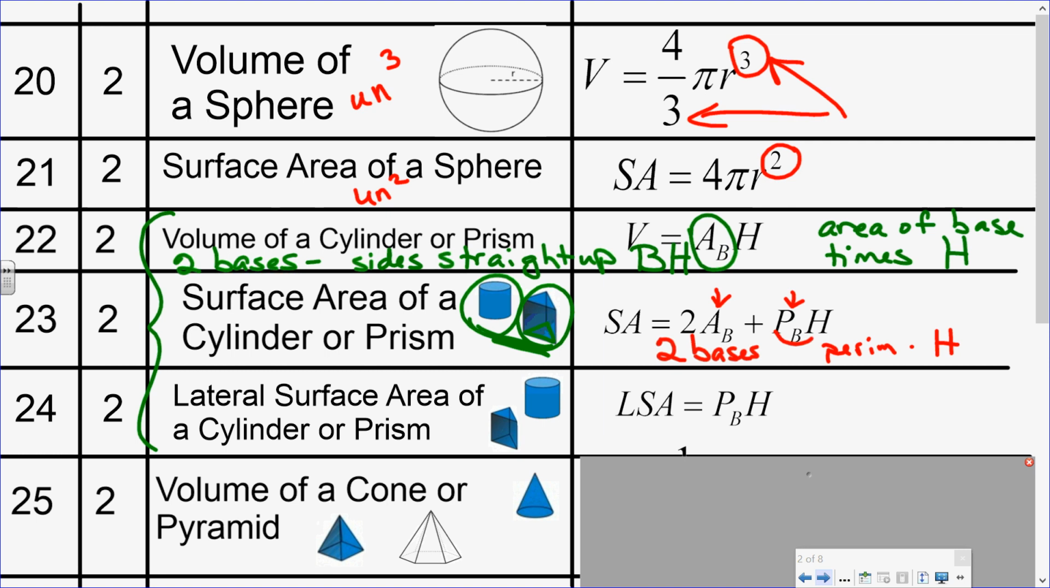Lateral surface area is when we don't include the bases. So we would get rid of these two bases and just keep the walls, so the perimeter of the base times the height there.